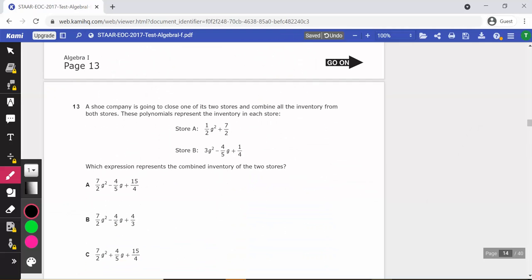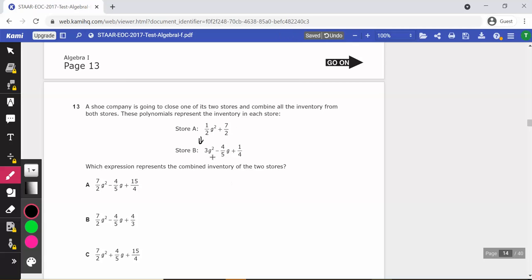A shoe company is going to close one of its 2 stores and combine all the inventory from both stores. These polynomials represent the inventory in each store. Which expression represents the combined inventory of the 2 stores? So in this one, it's basically just asking us to put these two together, right? So we basically have to add the like terms in this one and this one.